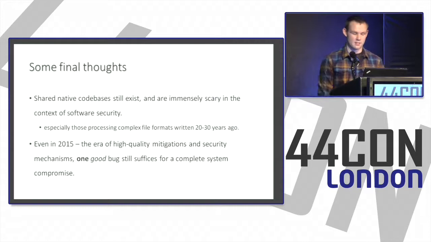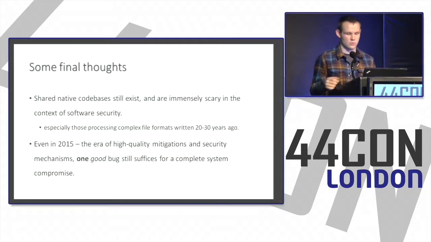Also, shared native codebases still exist, and they are immensely scary in the context of software security because on the example of the blend bug that I didn't have time to talk about today, you could exploit it to both get remote code execution in Adobe Reader and then use the very same bug to escape the sandbox. And these code bases are especially interesting for file formats that were written many decades ago. So even this year, one good bug suffices to defeat all of the high quality mitigations that are used on our systems nowadays. This is the last thought.